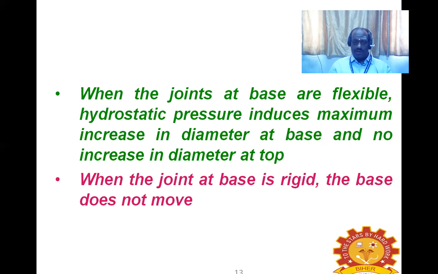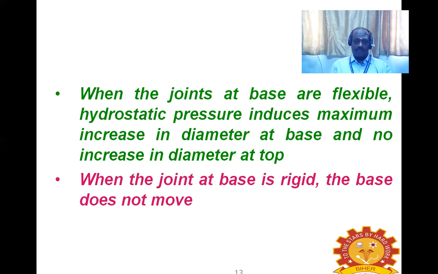When the joint at the base is rigid, the base does not move. That is the main idea. If the wall is rigidly fixed with the base slab, then there won't be any change in the dimension at the base.